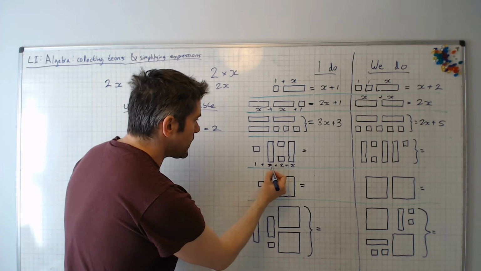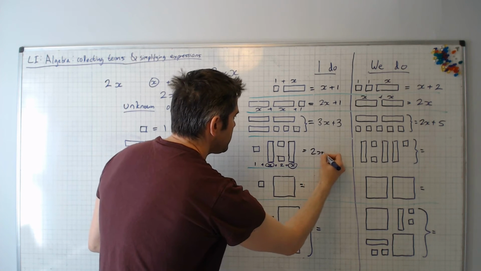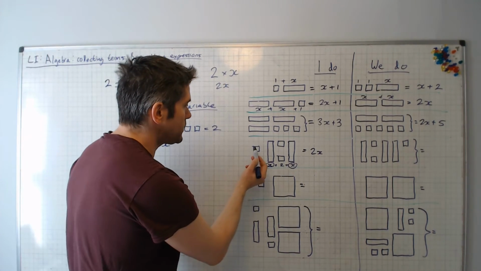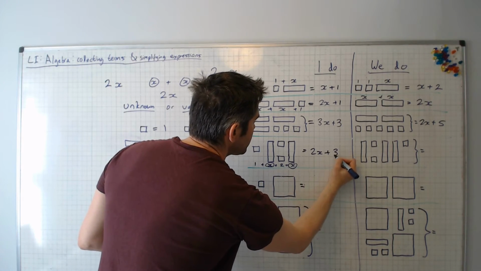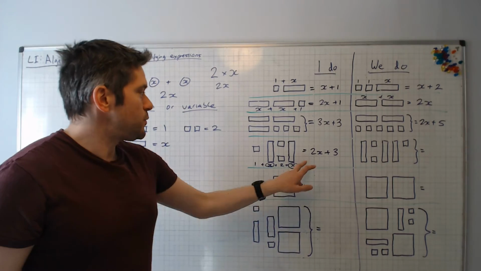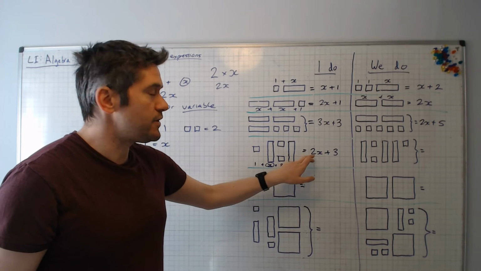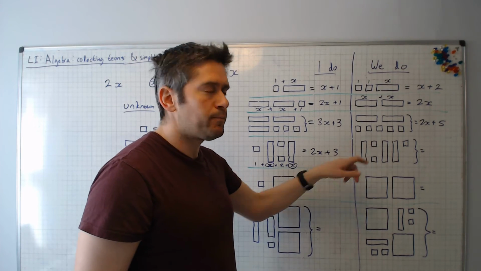So in total, we can count the x's. We've got 1, 2 x's, 2x. Remember, we don't write the multiplication sign in the middle. 2x plus 1, 2, 3. 2x plus 3. So we've simplified this expression, 1 plus x plus 2 plus x, into 2x plus 3. Have a go at this one.